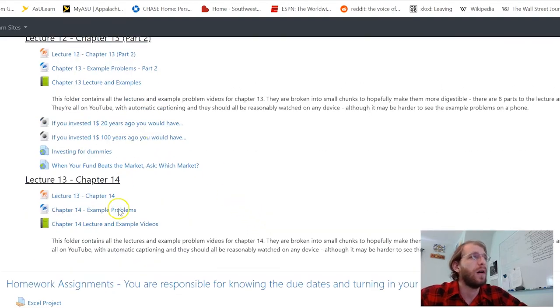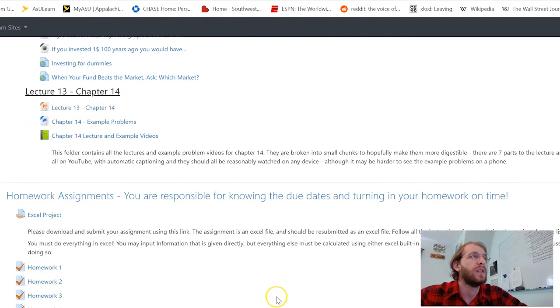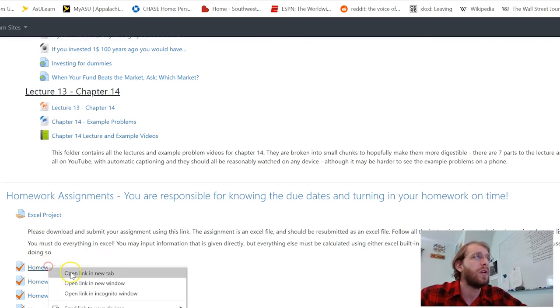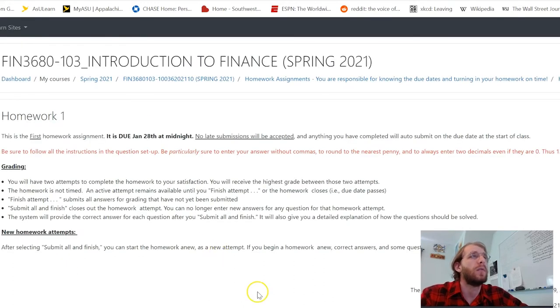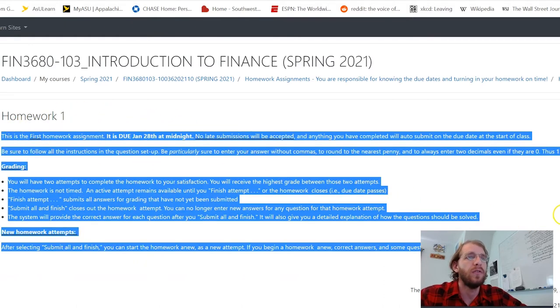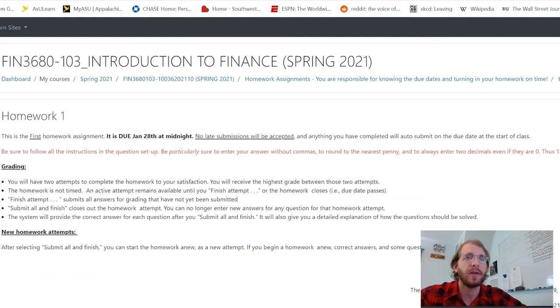Now, underneath all the lectures and example videos are the homework assignments and the Excel project. They are all self-contained. They all have instructions. The homework is all based here on the project. It'll be available, and it'll tell you when it's due. It has these instructions here, and you need to read the instructions before you do the homework, because this is automated homework. It has very specific rules about entry and how to do the problems and how to round and things like that that you need to follow or you're going to get it wrong.